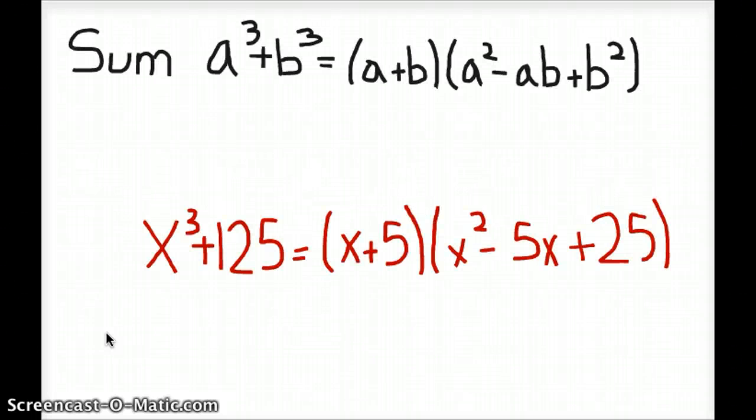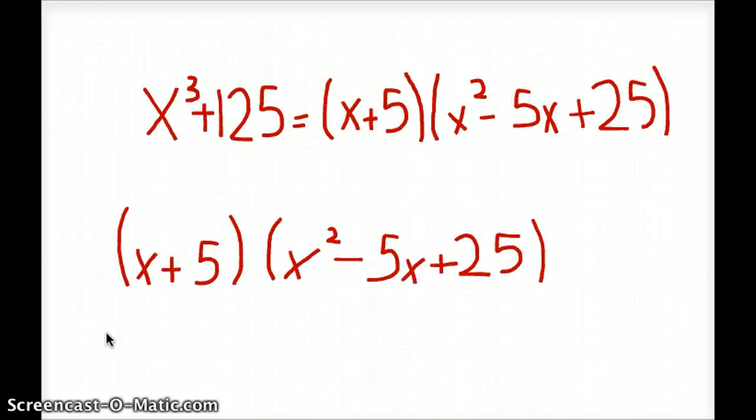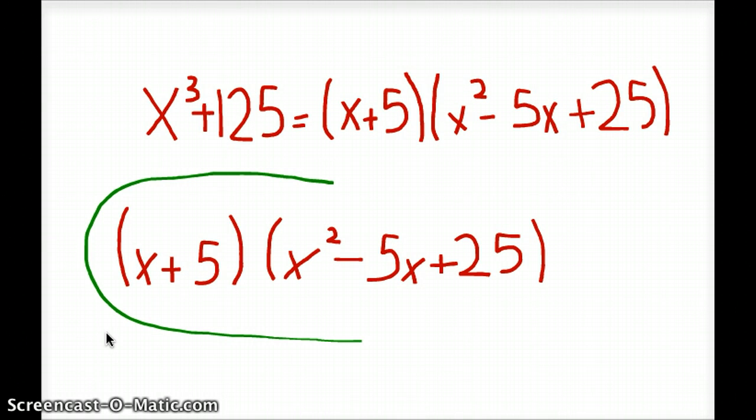You plug in a and b, and by doing so, you will get x cubed plus 125 equals (x plus 5)(x squared minus 5x plus 25). So this end product would be your final answer, and that's all you have to do, so you can stop right there.